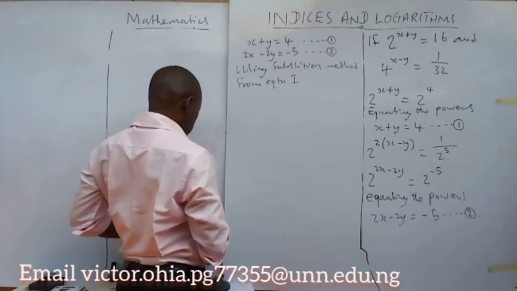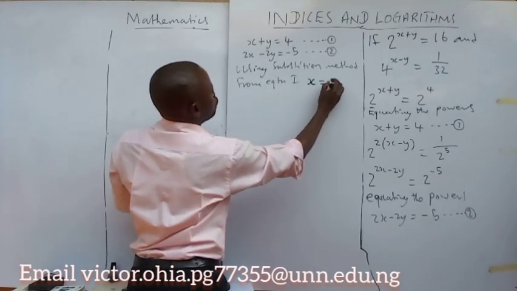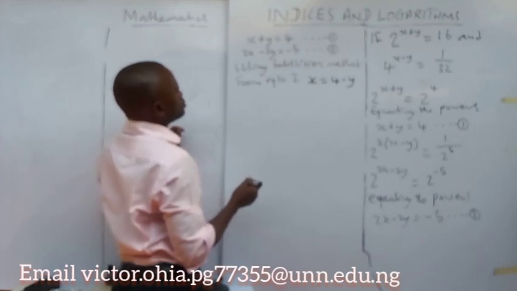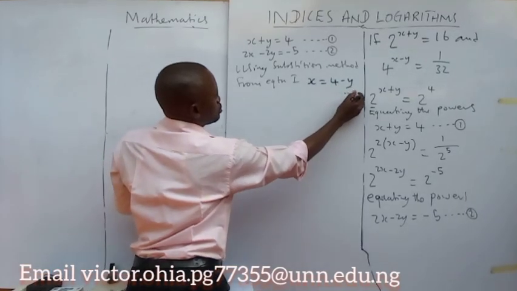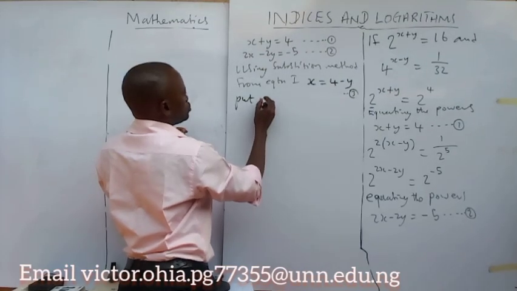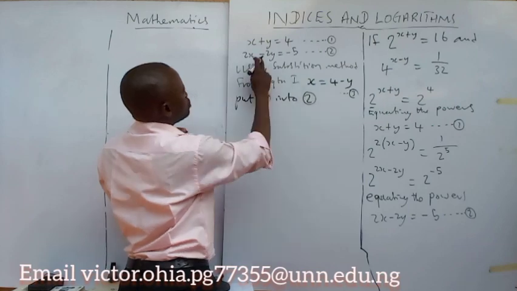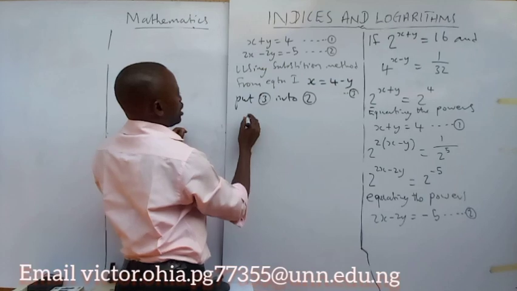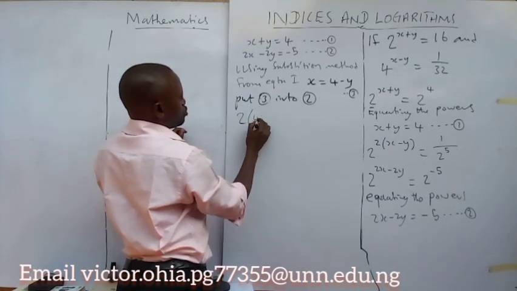I can easily say x is 4 minus y. Do we get? Yes. So from equation 1, I can easily say this and call it equation 3. And then I can put equation 3 into equation 2. This is equation 2. So wherever I see x, I will replace it with 4 minus y. So I have here 2x, and that will become 2 into 4 minus y.